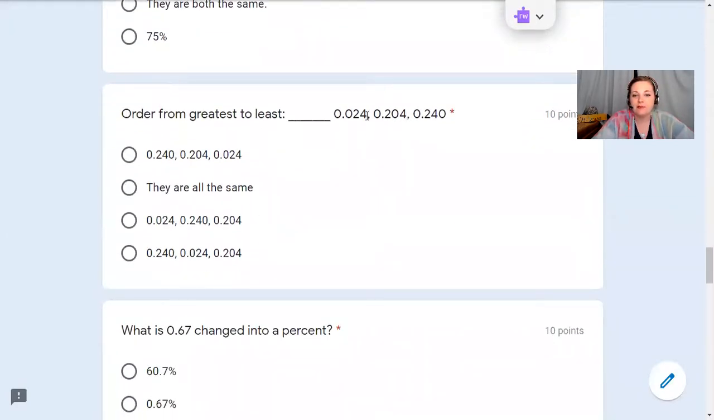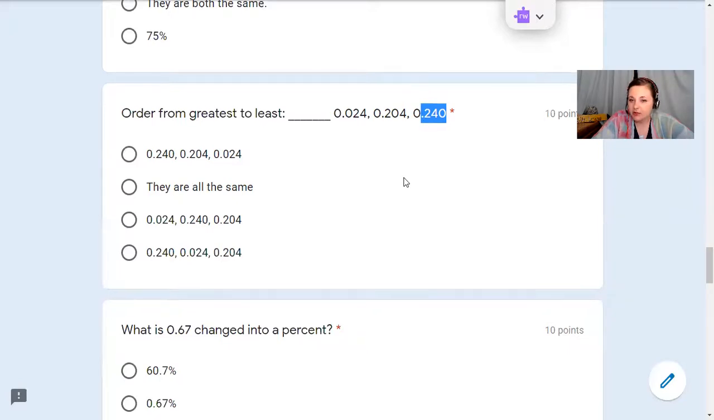You're going to order these from least to greatest. I suggest you think of them as money, and since they're all to the thousands place, you can drop off that 0 and ignore it. So you have 24 compared to 204 compared to 240. So you're going to order those from least to greatest, or identify them.